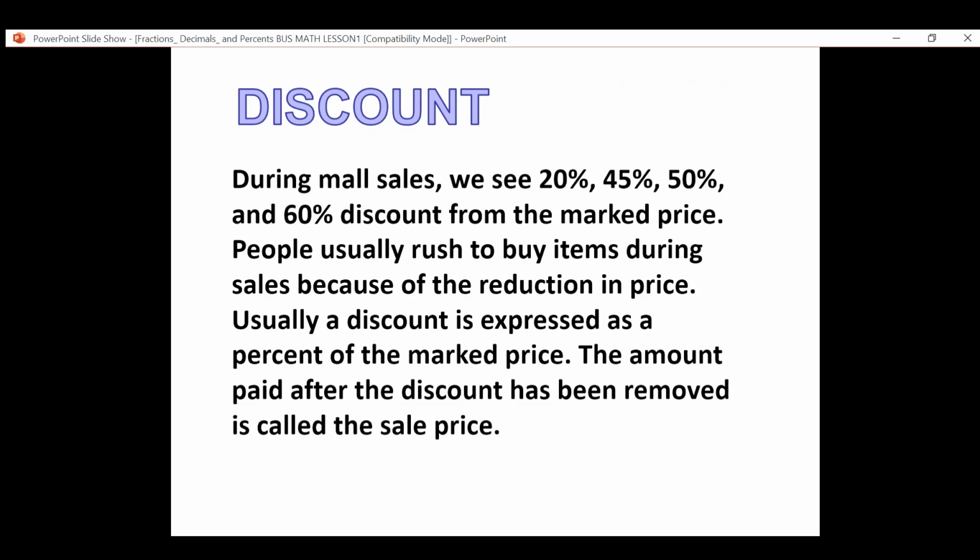Okay? An application of changing percent to decimal or decimal to percent is the discount. So during mall sales, we see 20%, 45%, 50%, and 60% discounts from the marked price. People usually rush to buy items during sales, during the reduction in price. Usually, a discount is expressed as a percent of the marked price. The amount paid after the discount has been removed is called the sale price.